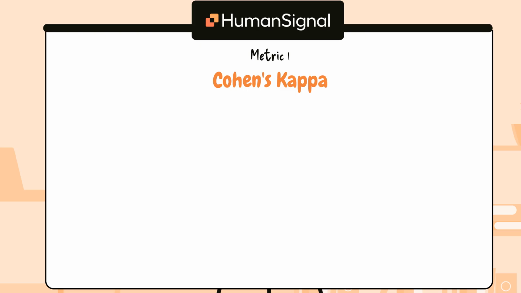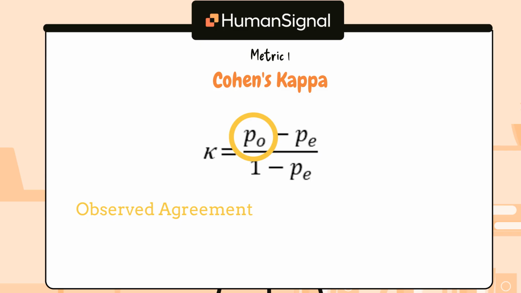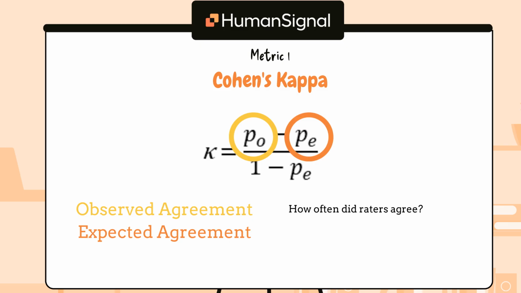Cohen's Kappa, which is credited to Jacob Cohen in 1960, is a metric that measures the reliability of two raters classifying n items into C categories. The formula is kappa equals the observed agreement minus the expected agreement divided by 1 minus the expected agreement. By observed agreement, we mean the proportion of times that the raters agreed on the answer. By expected agreement, we mean the proportion of the time that the raters could have agreed by chance.